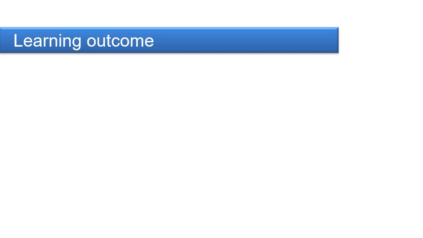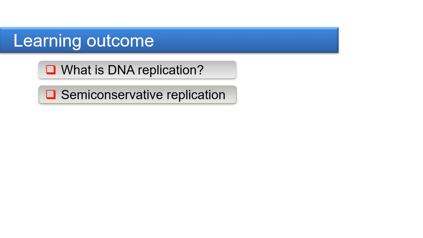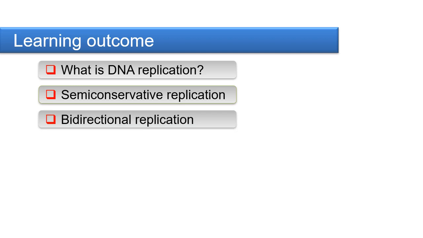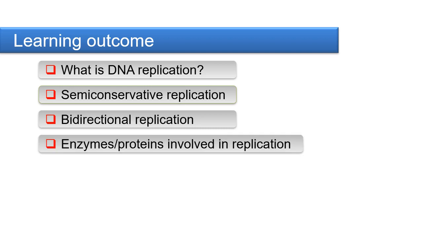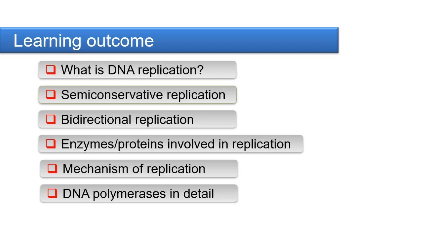Till the end of this video, I hope the students will get to learn about what is DNA replication and some features of DNA replication, that is semi-conservative as well as bidirectional replication. Without enzymes, this process of replication is incomplete. So we have to learn about enzymes involved in replication and along with it mechanism of replication, and finally I am putting here some more detail about the enzyme DNA polymerase.